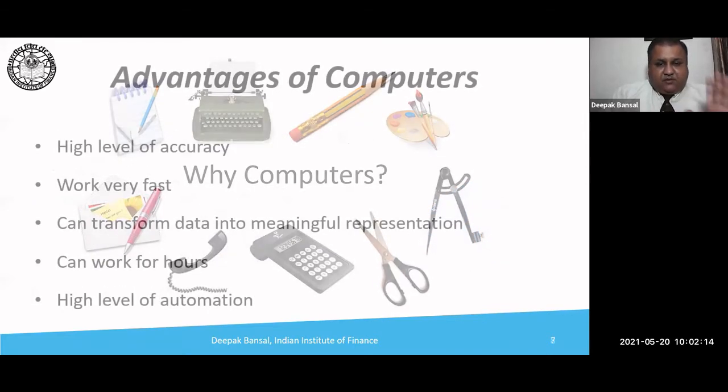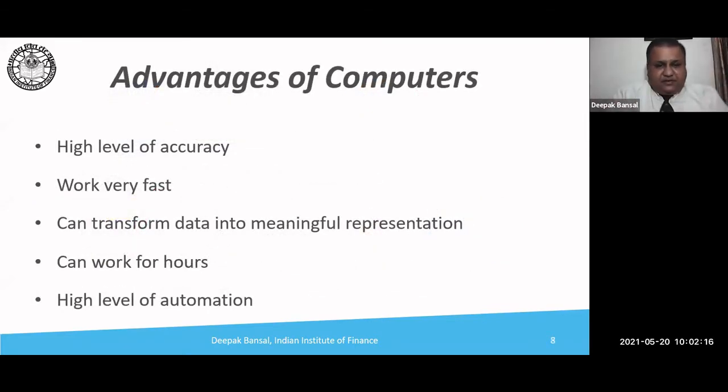Now, why computers? Before I go ahead, let me give you the advantages of computers very quickly. The first advantage, as I just told you, is a very high level of accuracy. If I give a computer the right input, I can expect the output to come out with very high accuracy and very few calculation mistakes, if the program is correct. It works very fast, with billions of instructions carried out in a single second.